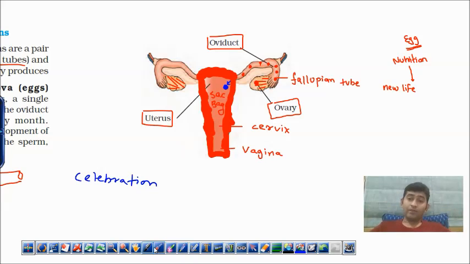Lungs to the blood, blood to the uterus, uterus to the egg. कि उसमें से जब नया जीवन पैदा होगा तो उसको ऑक्सीजन कौन देगा? ब्लड.